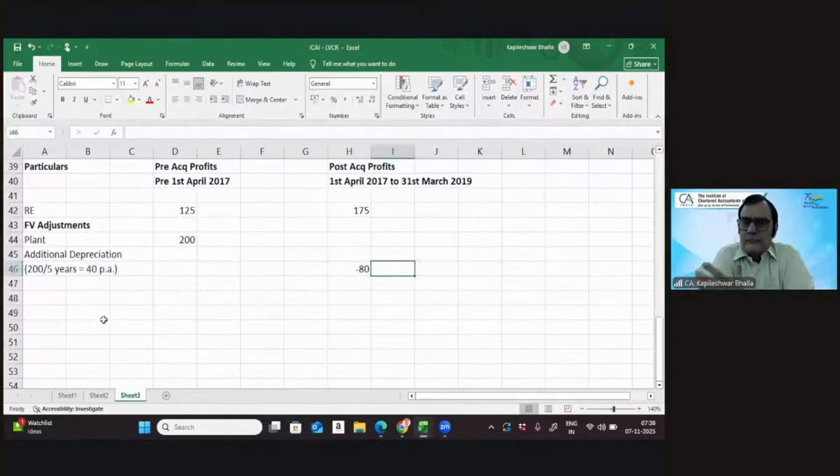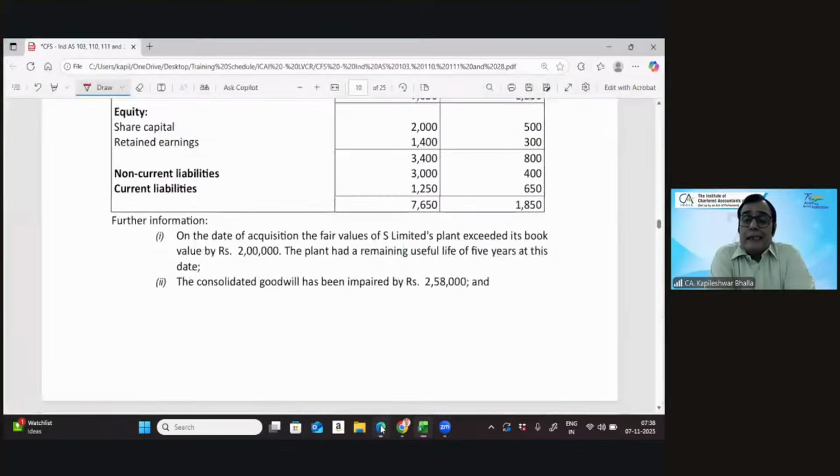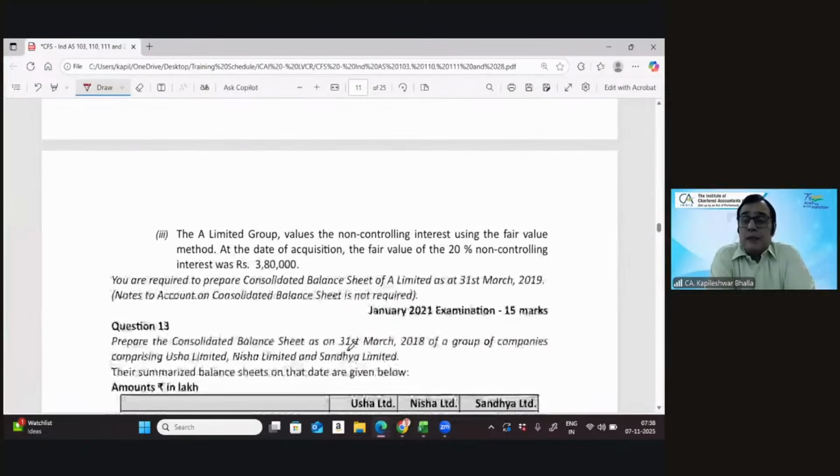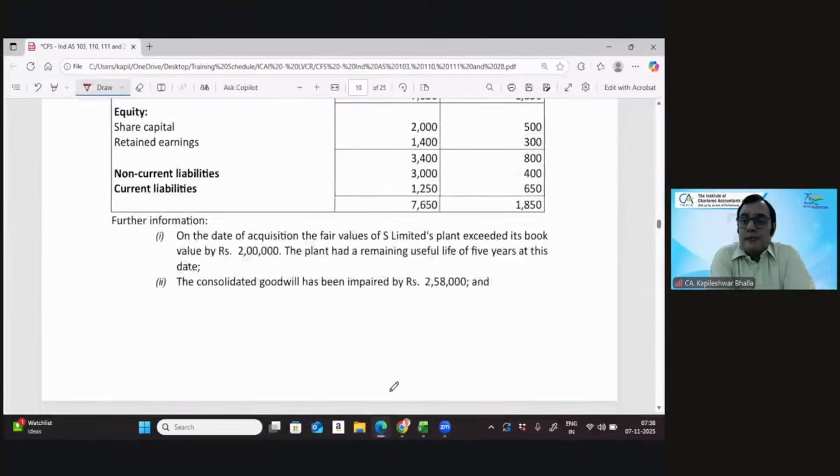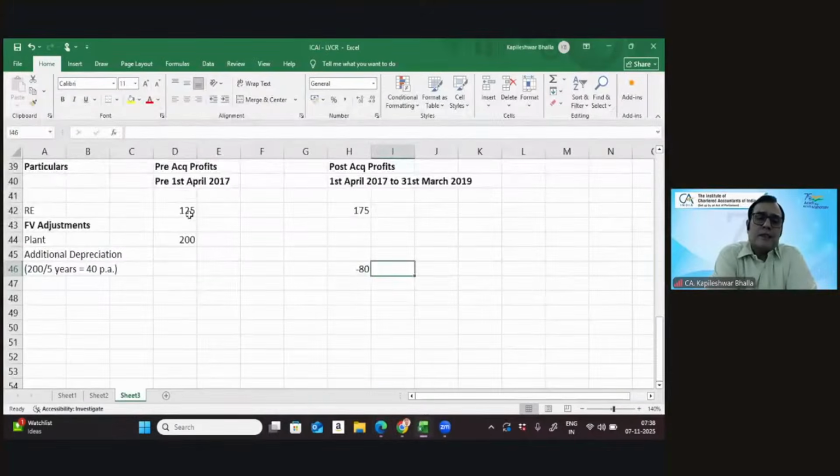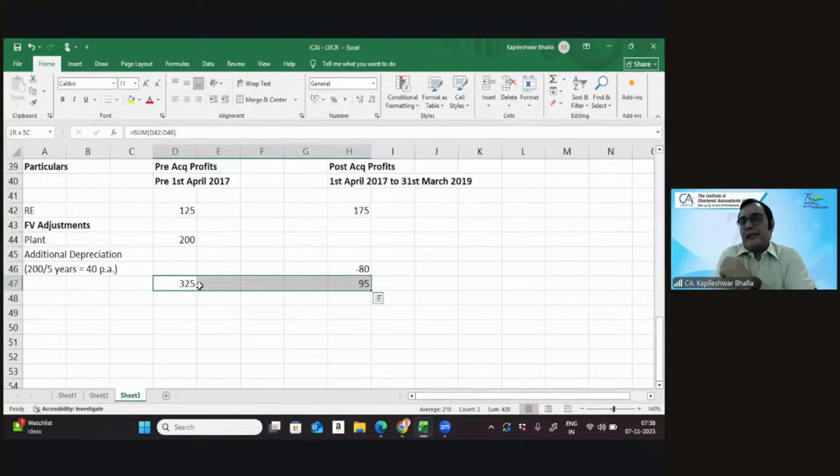Super. So we've done the two focus points. The analysis of the equity is done. The fair value adjustments are done. And are we given any stock reserve which is upstream in nature? No. So we're just given a goodwill impairment. That's it. Nothing else is given. So I think this is done. So we can comfortably get the data. So the pre-acquisition is 325 and the post acquisition is supposed to be 95. So this takes care of my analysis.